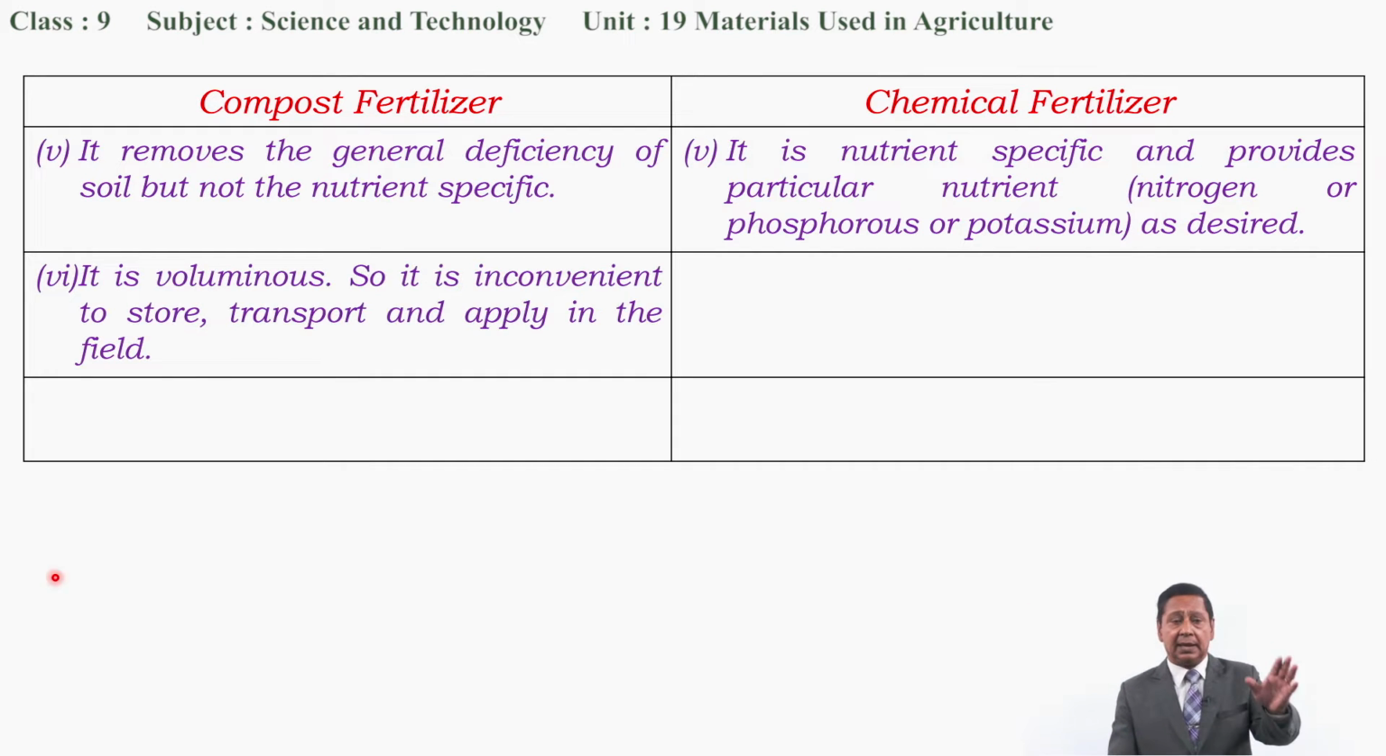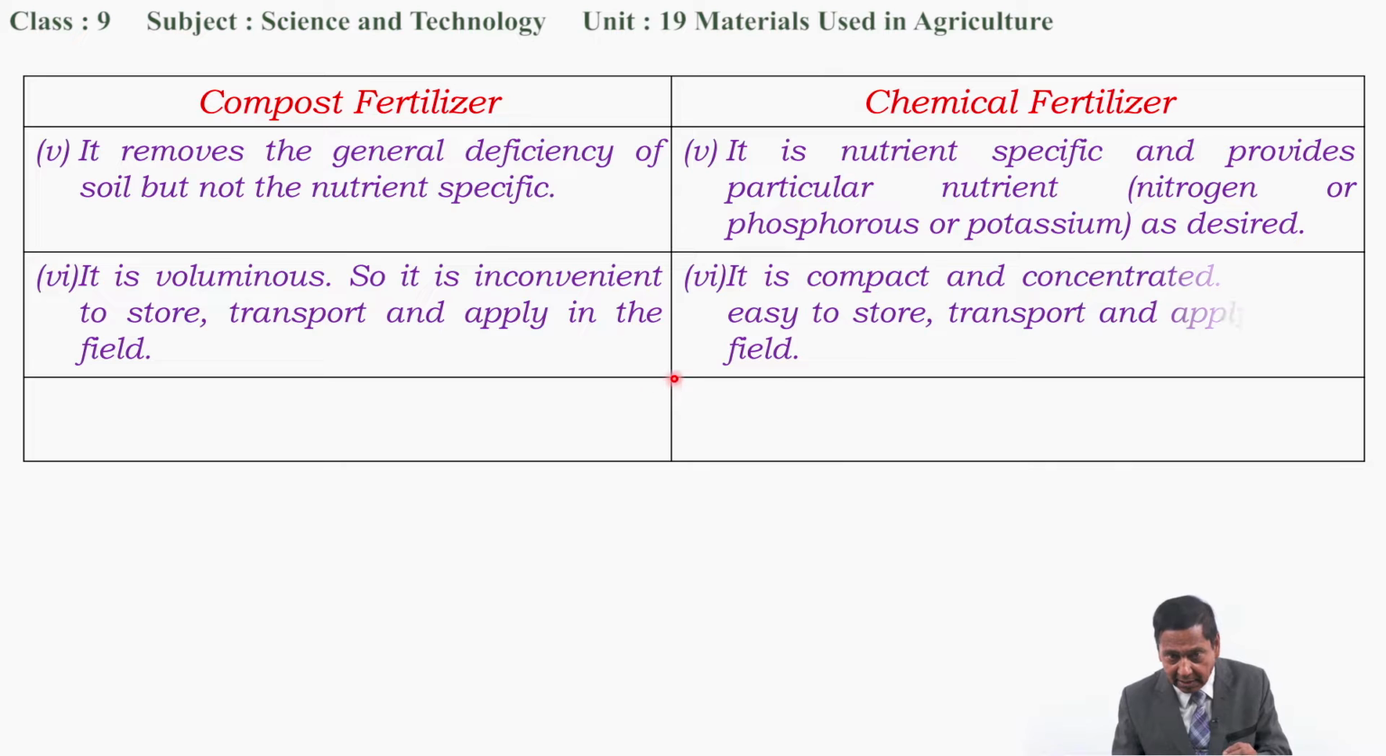Okay, another difference we can say, it is voluminous. Voluminous means it is available in good volume. Its size is more. I mean to say, it's voluminous. So it is inconvenient to store. Where to store it? Because we have a lot of field and we have to store this compost fertilizer. If we have to store compost fertilizer for a very huge area, then 2 or 3 rooms are necessary for the storage. So it is inconvenient to store, and it is inconvenient to transport, and it is inconvenient to apply also.